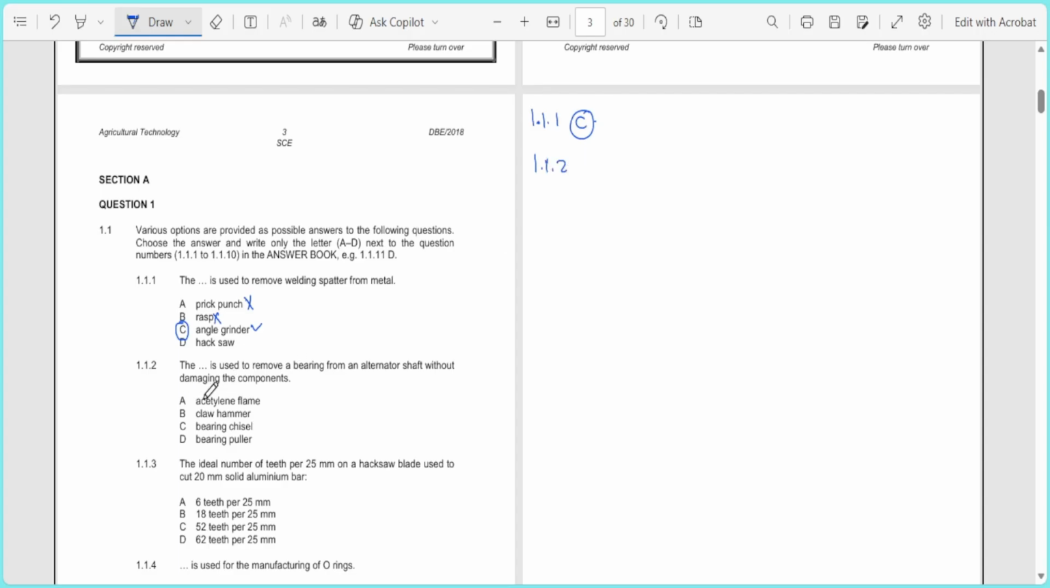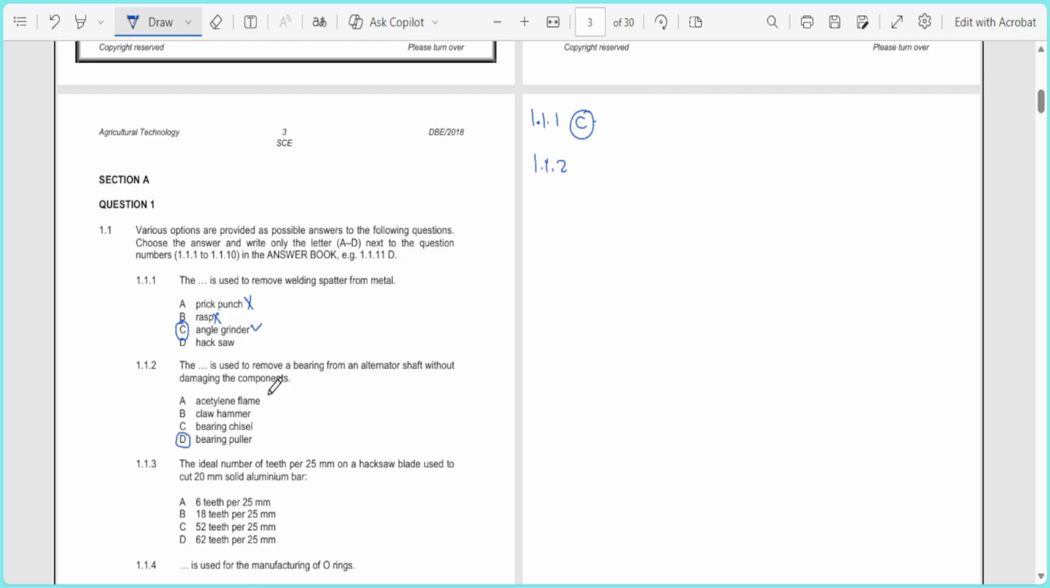1.1.2, the blank is used to remove a bearing from an alternator shaft without damaging the components. We have 4 options: A, an acetylene flame, B, a claw hammer, C, a bearing chisel, and D, a bearing puller. I think this answer should be obvious. It's an obvious one, this one. So D is the answer.